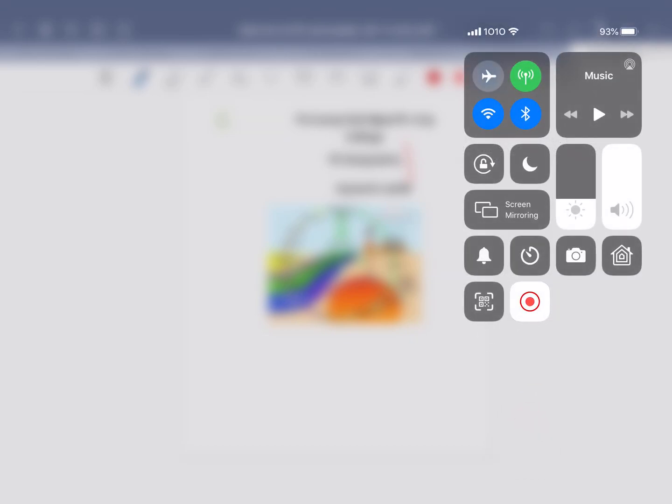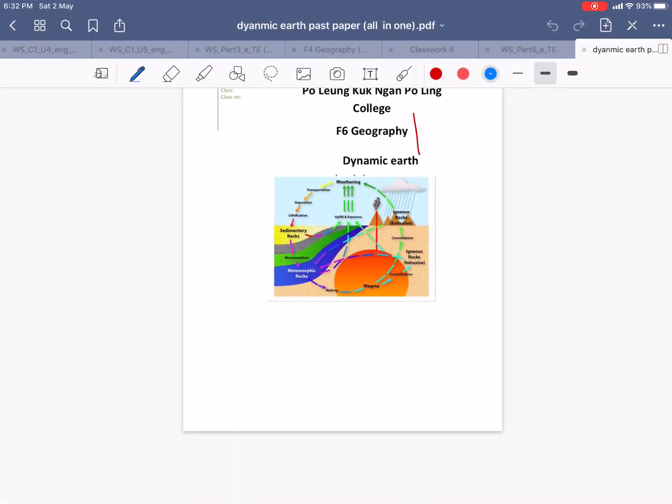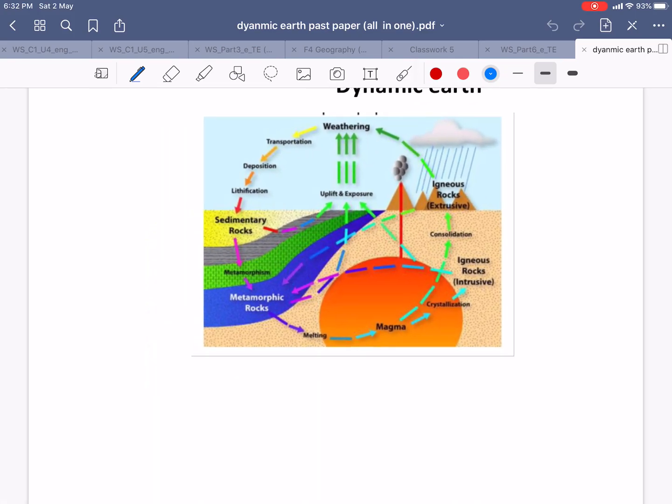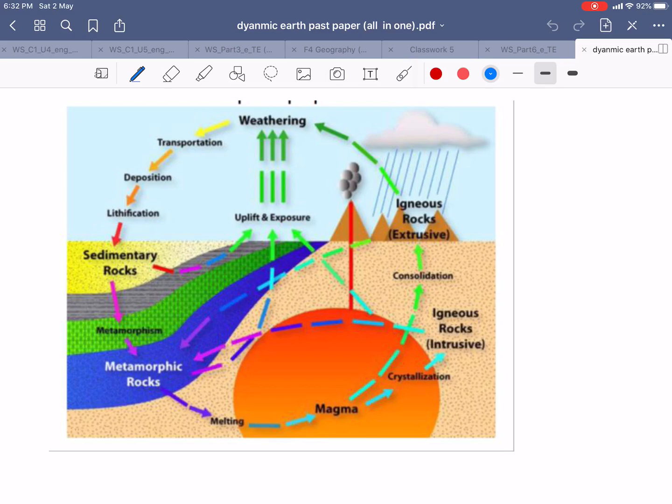Hello, we'd like to go through the dynamic earth with you, and this is the first chapter. I would like to go through the rock cycle with you first. For the rock cycle, we should bear in mind what is happening for the three kinds of rock type.